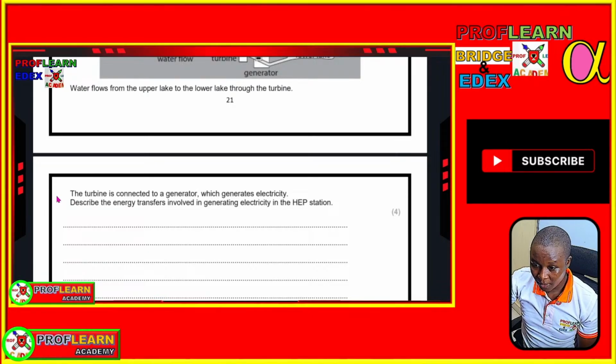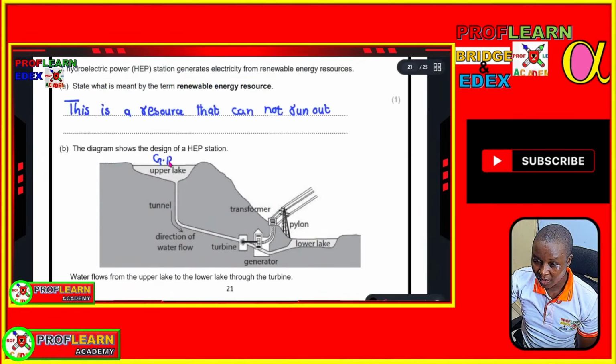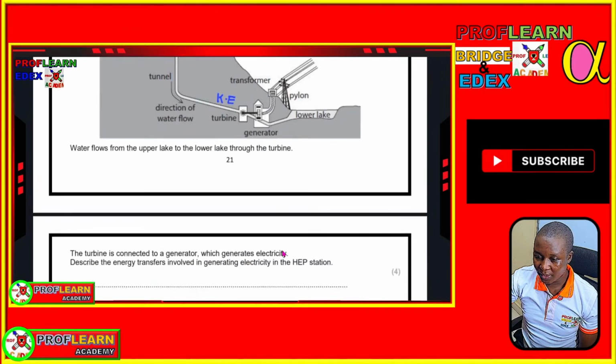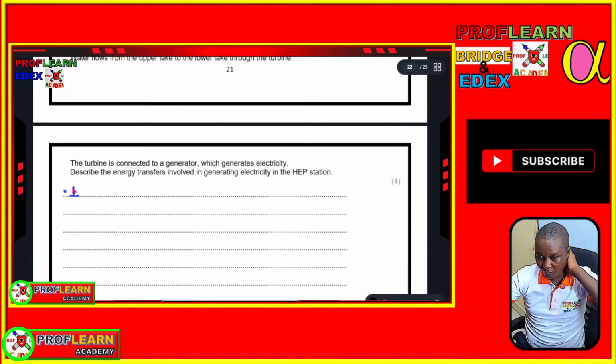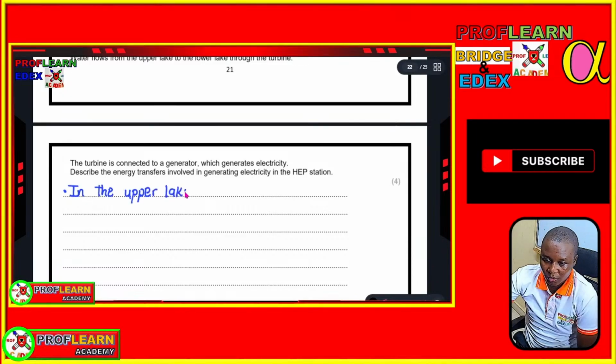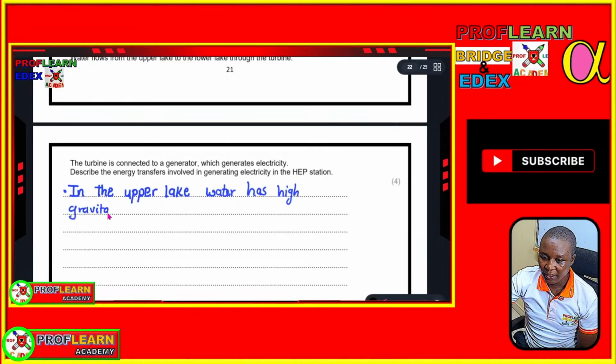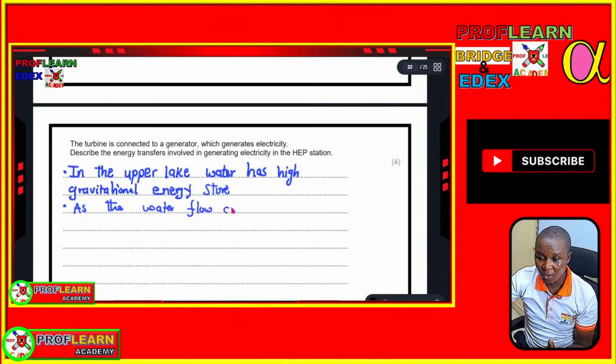We are supposed to describe the energy transfer that involves hydroelectric power. So we have GPE here, and when the water runs through the tube, we have kinetic energy, and that kinetic energy of the water runs the turbines, and then the electricity is generated. If you are supposed to talk about that, we say in the upper lake, water has high gravitational potential energy, and when that water is released, the gravitational potential energy is converted to kinetic energy as the water flows down.